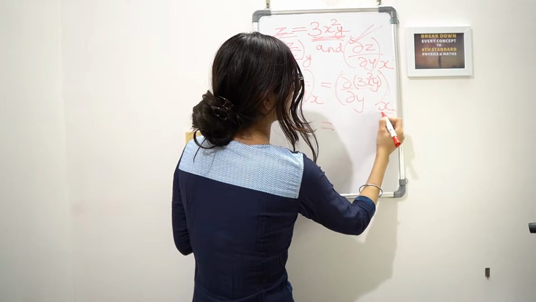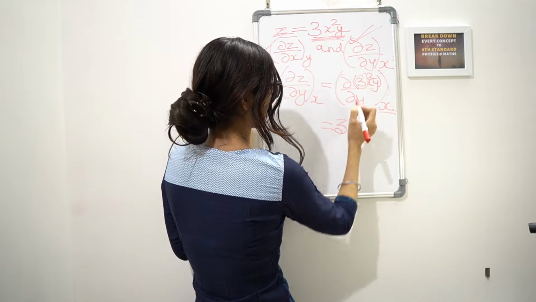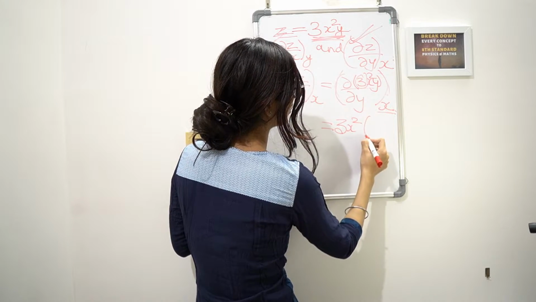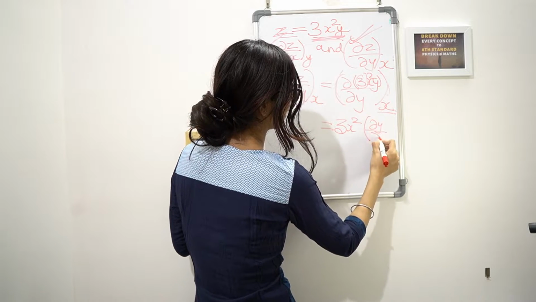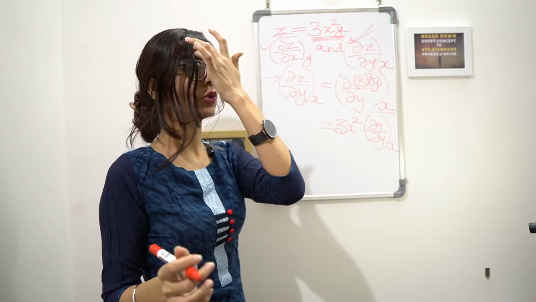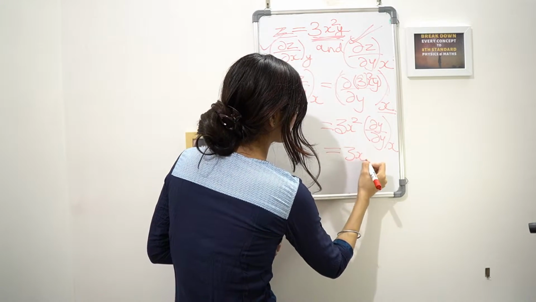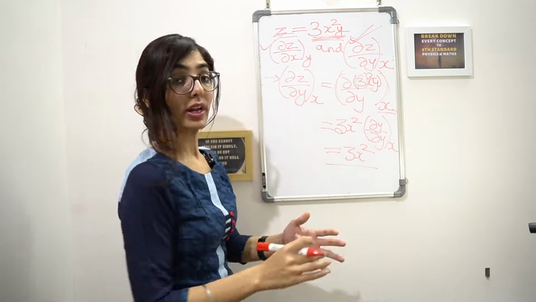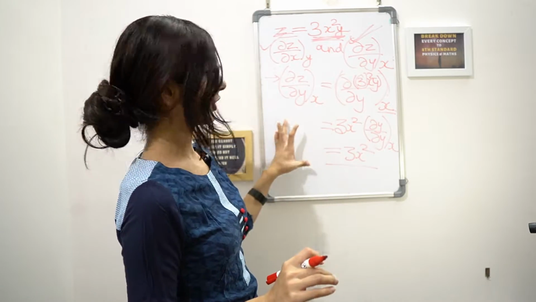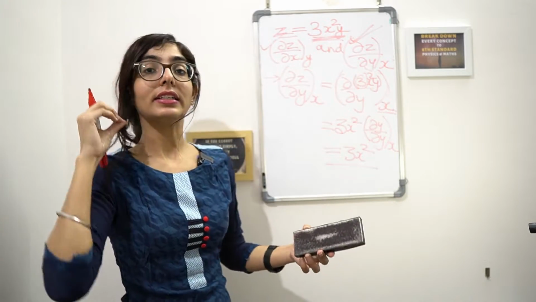So now x is constant and already 3 is constant, so I'm taking 3 and x square outside, and I'll be left with what? Del y by del y, keeping x constant, and del y by del y would be 1, right? So it would be 3x square. So the answer is 3x square. So that's how we do partial differentiation. Fine. I think this concept should be clear to you.